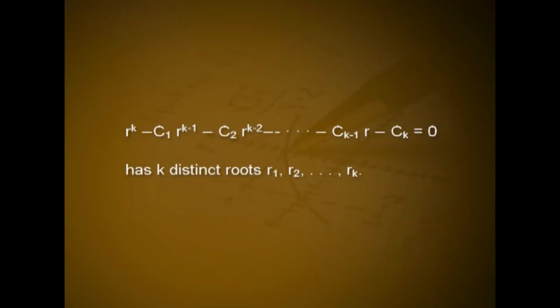We will now state the general result about the solution of linear homogeneous recurrence relations with constant coefficients, where the degree may be greater than 2, under the assumption that the characteristic equation has distinct roots. Theorem 11. Let C1, C2, etc., Ck be real numbers. Suppose that the characteristic equation r raised to k minus C1 into r raised to k minus 1 minus C2 into r raised to k minus 2 minus etc.